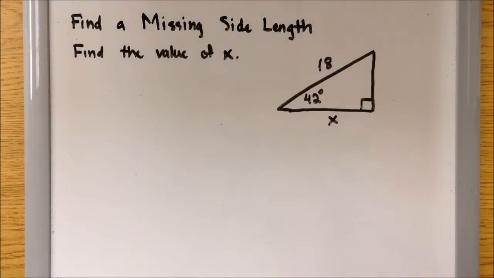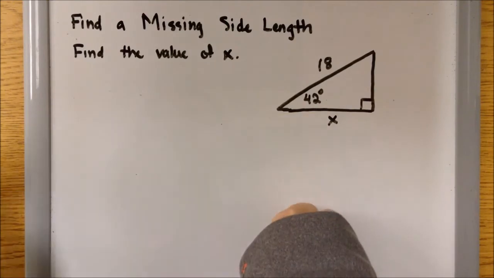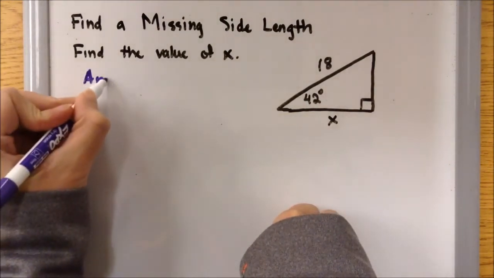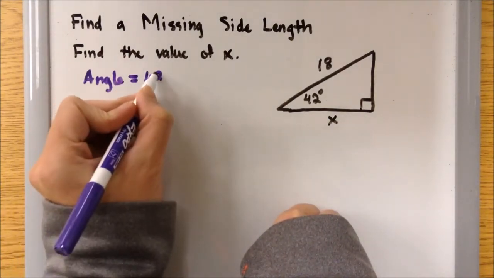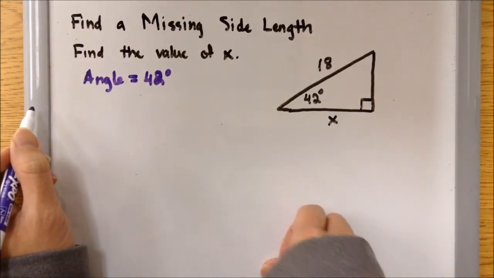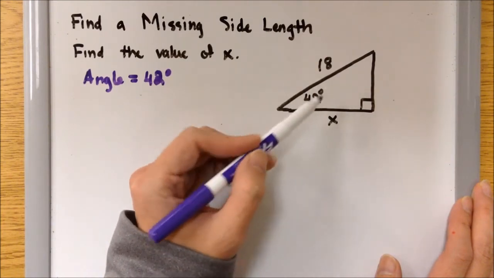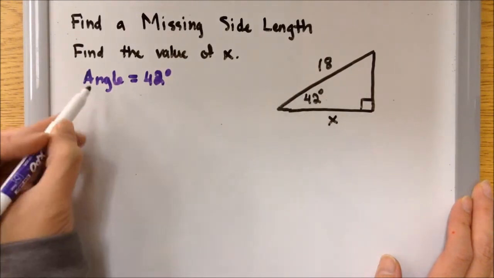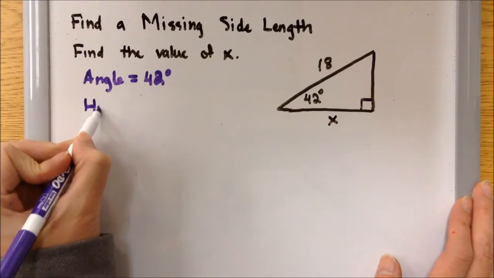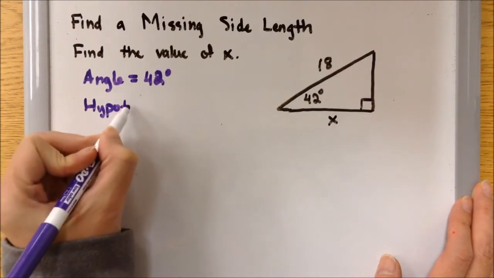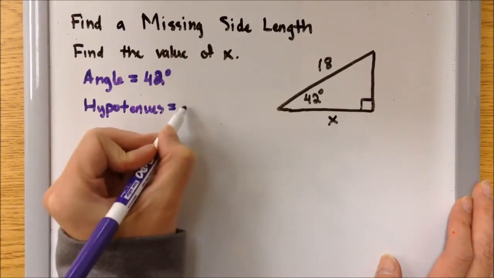So, without doing so much work, we're going to use this angle, 42 degrees. Now, if we're looking for x, we have to identify the sides. So, we have the hypotenuse, which is the longest side across from the right angle. So we have the hypotenuse, which is 18.